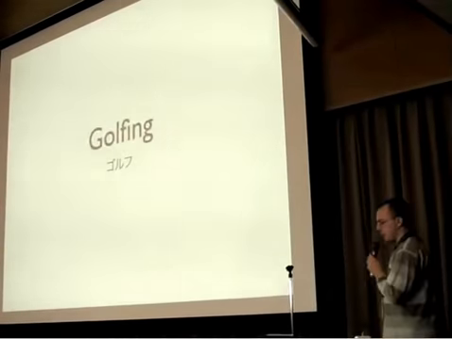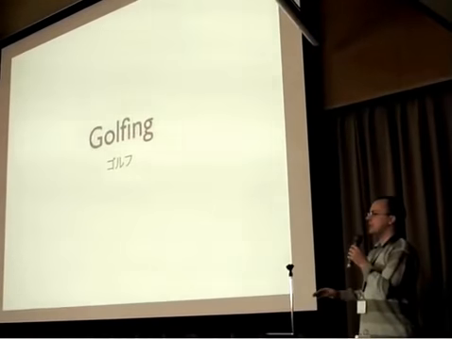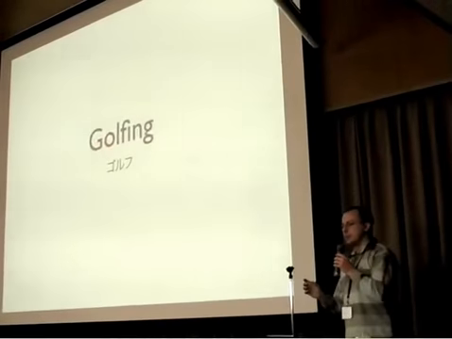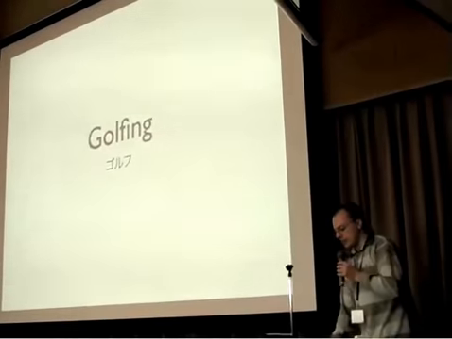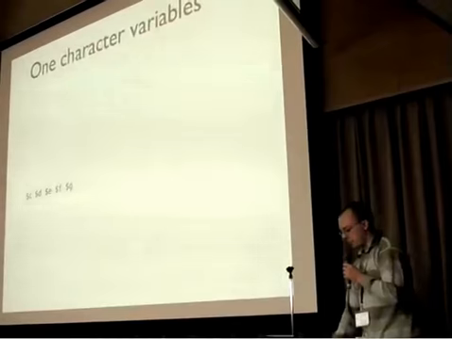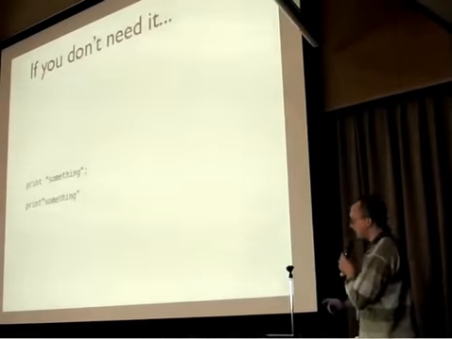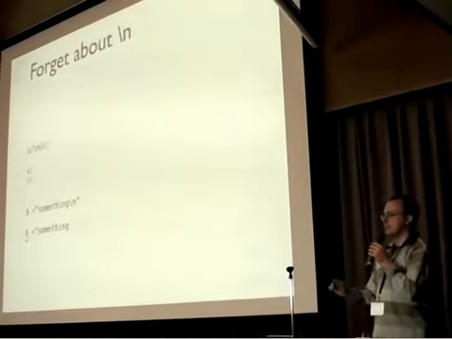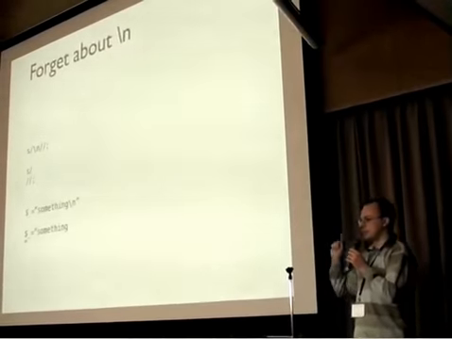So let's talk about golfing. If obfuscation is the art of coding in such a way that no one will understand your code, golfing is the art of performing a task in the least amount of characters possible. So you're just going to use one-character variables, for instance. And if you don't need something, you're not going to use it, like a space or a semicolon. You're going to forget about \n, because that takes up 2 characters, and if you actually type enter, that's just 1 character.